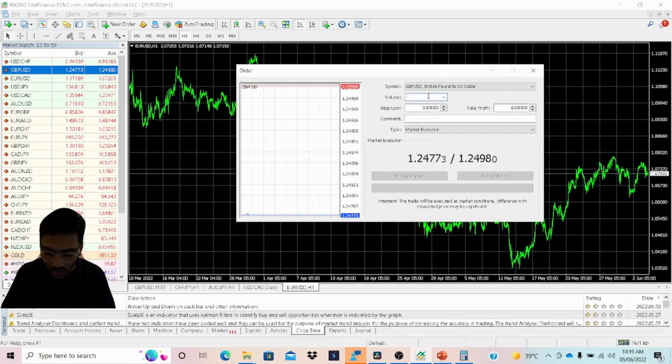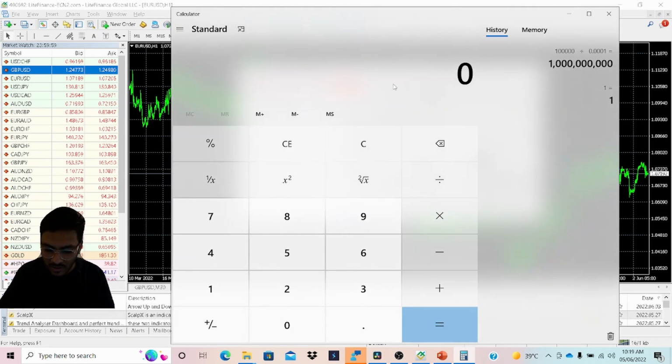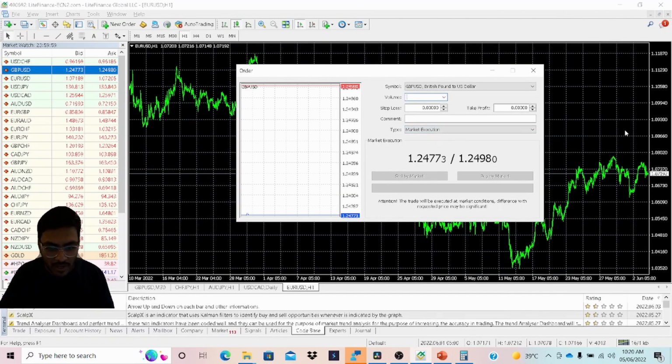How about if you want to buy 0.001? You can do a simple calculation. One lot equals 100,000. If you're buying 0.001, it means you're buying 100 pounds, and the minimum that you can buy is 10 pounds now, and the maximum depends on how much money you have. So the price over here is the bid price, and the price over here is the ask price.